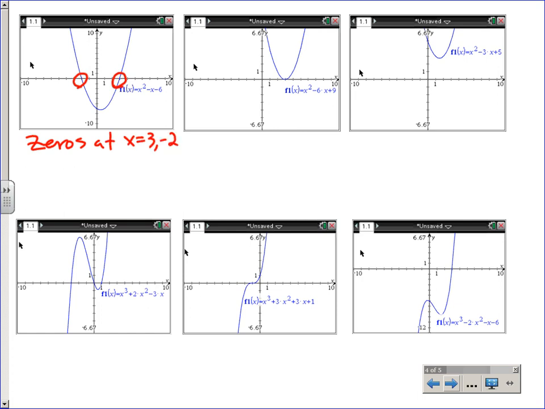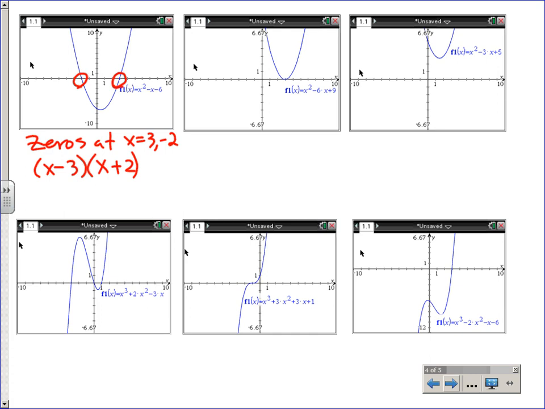Well, that means the factor theorem says if 3 is a 0, then x minus 3 is a factor. And if -2 is a 0, then x minus -2 is a factor, but minus negative means plus. And so we could factor that polynomial just like that. So let's go to the next one.